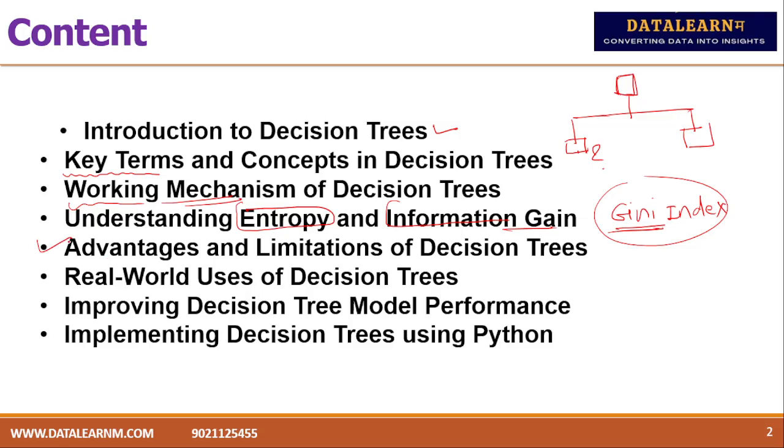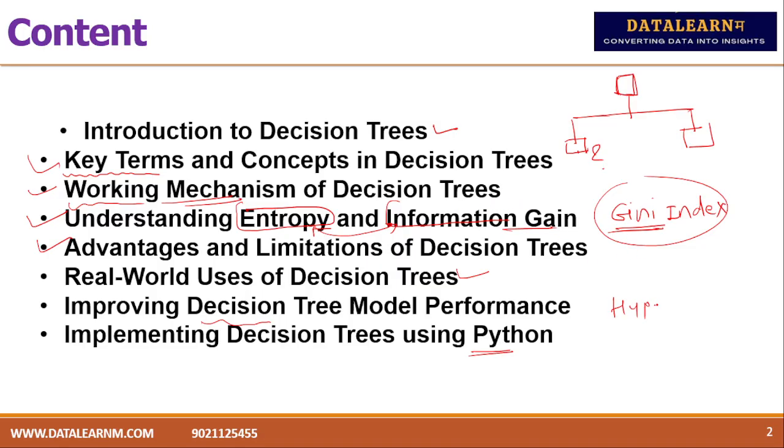Then we will move to the advantages and limitations of the decision tree. What are the real world use cases? How can we improve decision tree performance? Then we will go for the implementation with the help of Python. So these points we will cover. Important points are the working mechanism, key terms, and understanding entropy and Gini index. Entropy and information gain are related to each other, but they are two different terms.